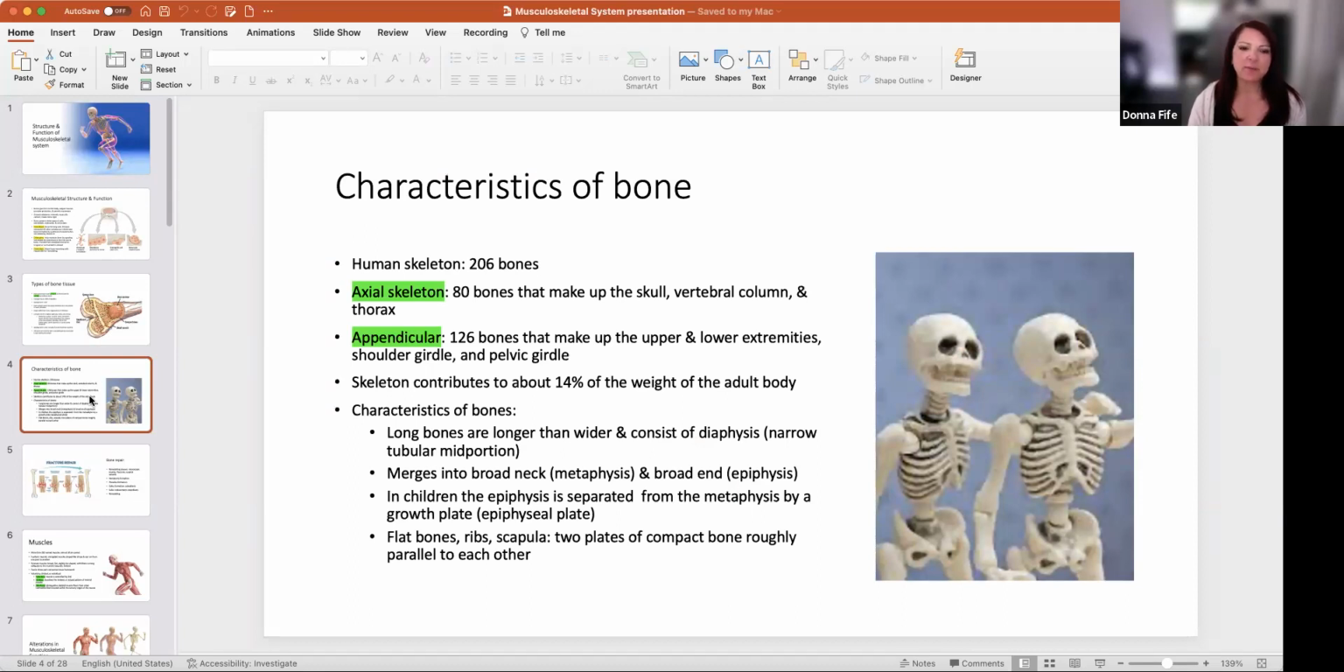Now, the long bones are longer than wide, and they consist of a diaphysis, or a narrow tubular midportion. It merges into a broad neck, the metaphysis, and broad ends, the epiphysis. In children, the epiphysis is separated from the metaphysis by a growth plate known as the epiphyseal plate. And flat bones, such as the ribs and scapula, have two plates of compact bone roughly parallel to each other.